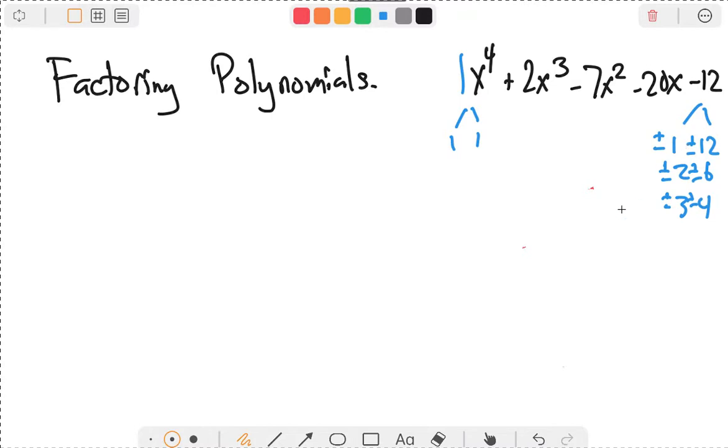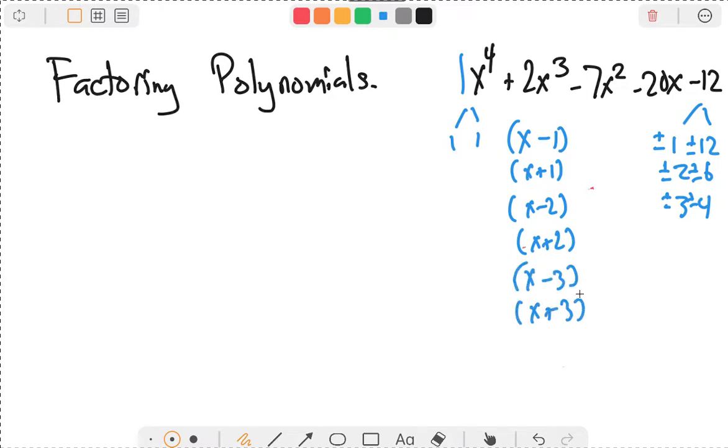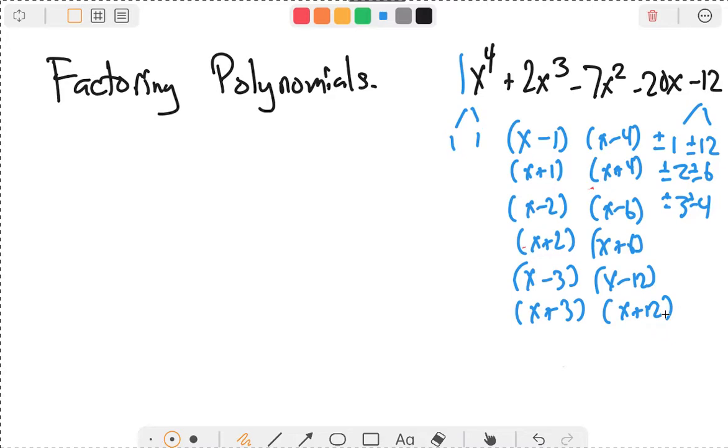And then with that, our possible factors then, if it's plus 1, we could have x minus 1. We could have x plus 1. We could have x minus 2. We could have x plus 2. x minus 3. x plus 3. x minus 4. x plus 4. x minus 6. x plus 6. x minus 12. And x plus 12. Those are all the possible factors.